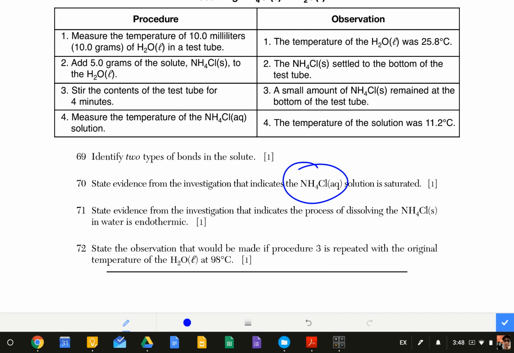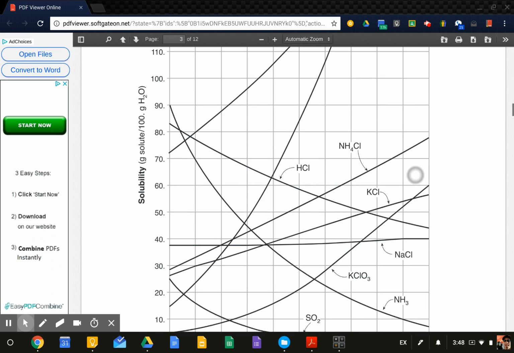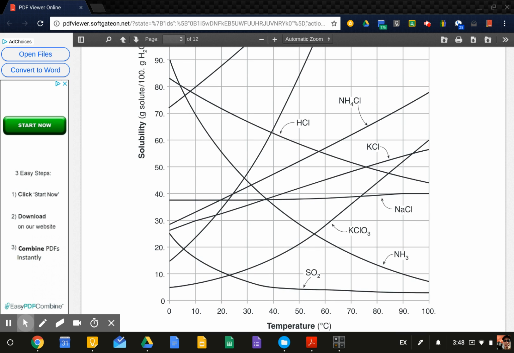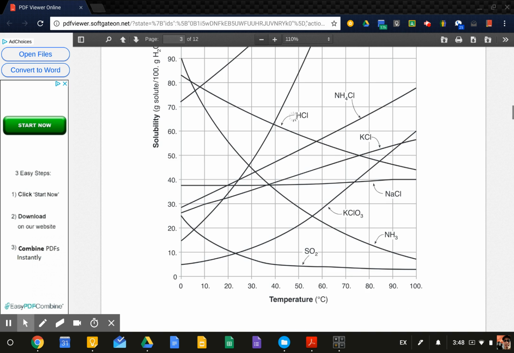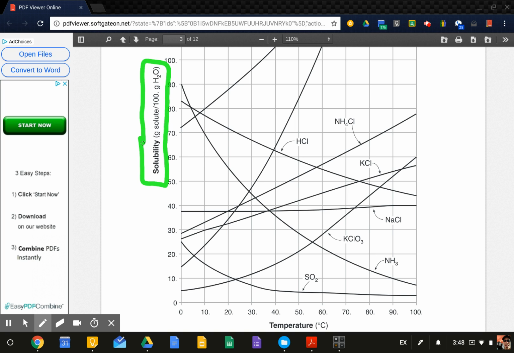So NH4Cl in water at 98 degrees, and they said 10 milliliters of water. Let's check the temperature here. So let's go back to that reference table. So there we go. So if you look carefully at this table, let me zoom out a little so we could see it a little bit better. Okay. So if you're looking at this table, we see that the y-axis says solubility, meaning how many grams of solute can dissolve in 100 grams of water at a certain temperature.